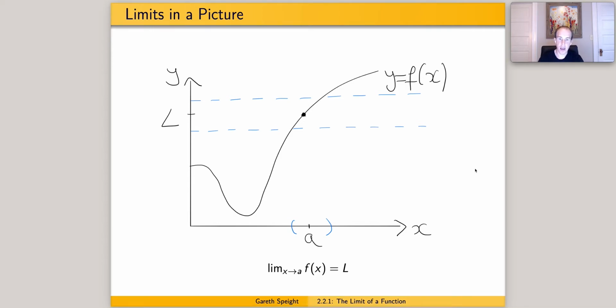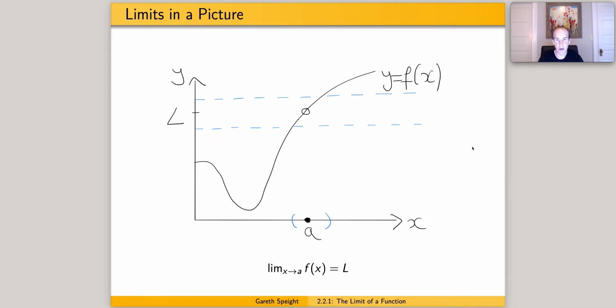Okay, but remember we said we don't care what happens at a. So here at a, the function is equal to L, everything is nice, right? The function is arbitrarily close to L, even at x equals a. It's a very nice picture. But the same is true in this picture, right? Still, we have the limit as x tends to a of f of x equals L.